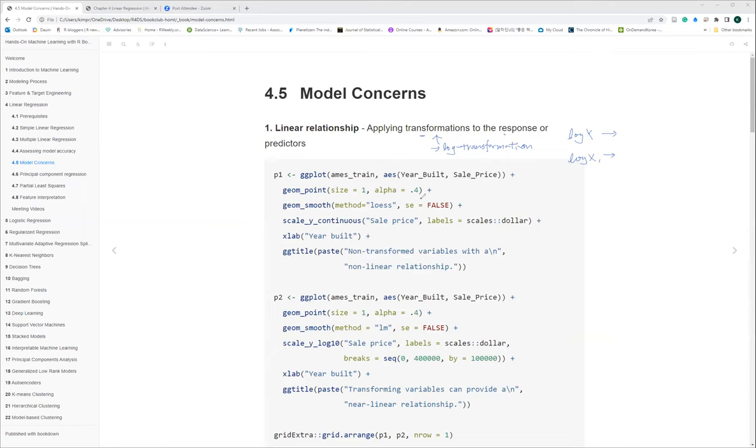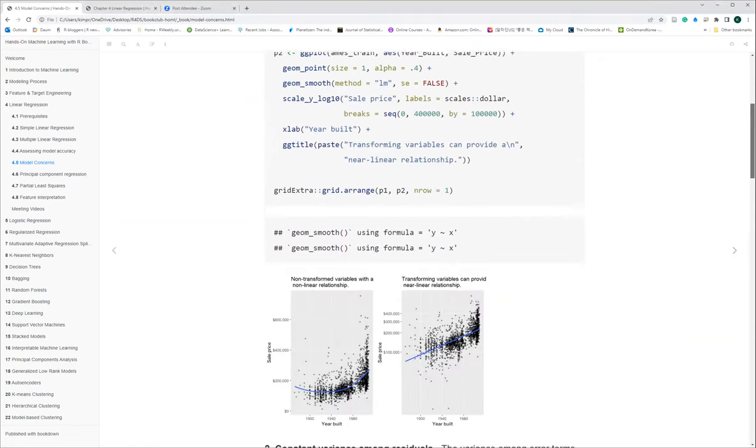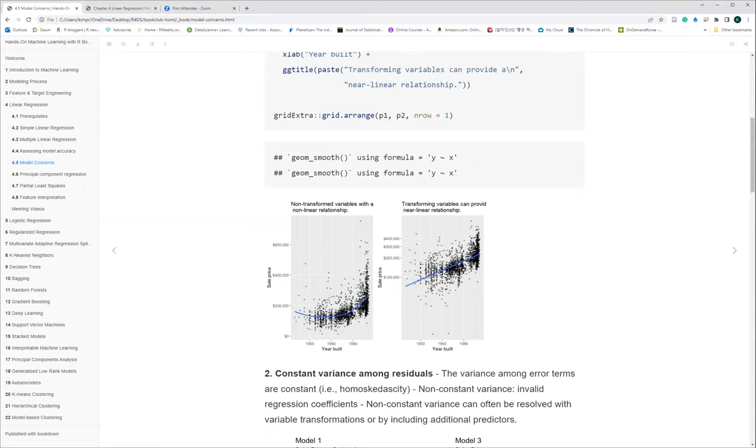So for example, in here, when we look at some relationships like a scatter plot, we found that in this case, year built and the sales price, when we use the year built variable as it is, there is a nonlinear relationship, like a curvy line, as you can see at the bottom. But to satisfy the assumption of a linear relationship, we try to take a log of year built, and then we can get a very linear relationship.